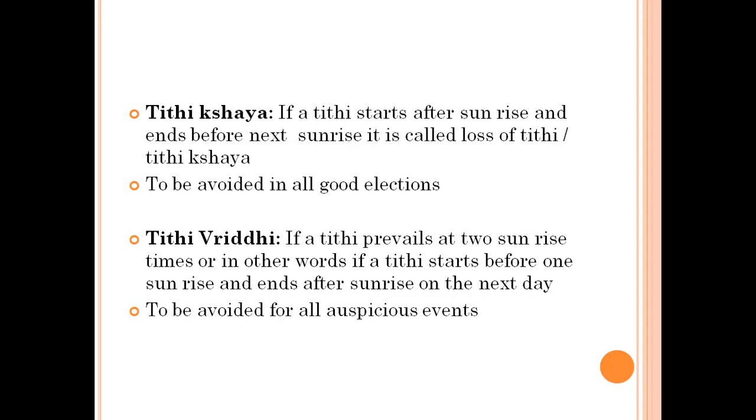Next is tithi vriddhi. If a tithi prevails at two sunrises, or in other words, if a tithi starts before one sunrise and ends after the next day's sunrise, it should be avoided. For example, Thursday morning 6 o'clock is the sunrise. This tithi begins at 5:45 and the next day it is there up to 6:15. So it has seen two sunrises. Such a tithi also should be avoided. Again, there are certain exceptions, but now you understand the concept from a beginner's perspective.